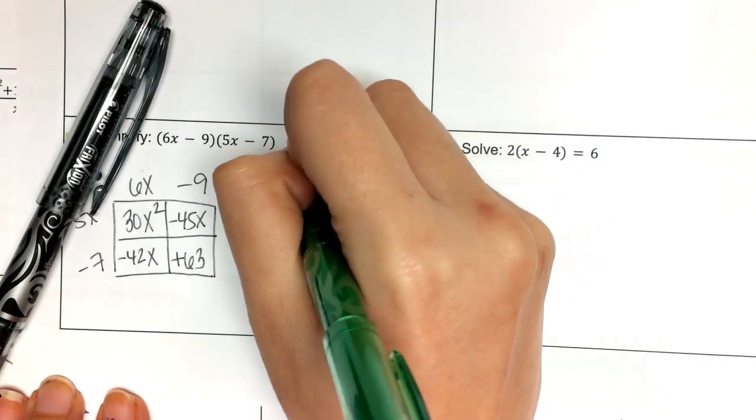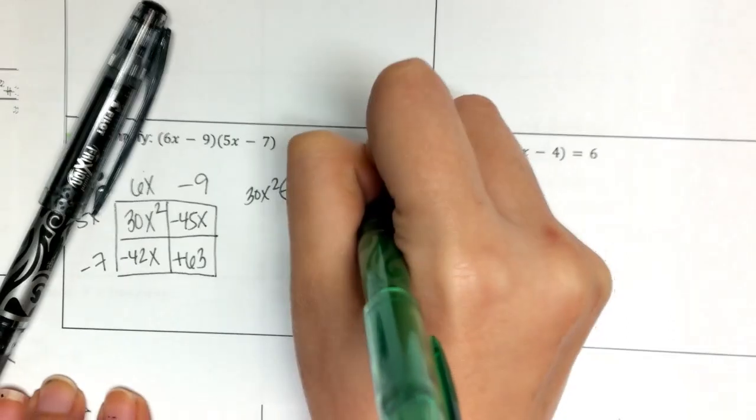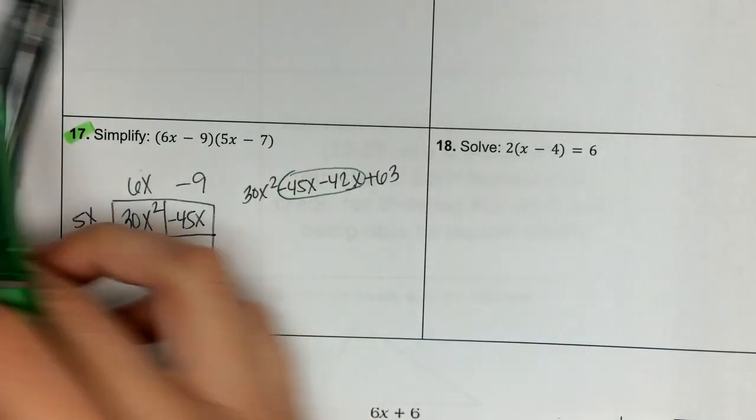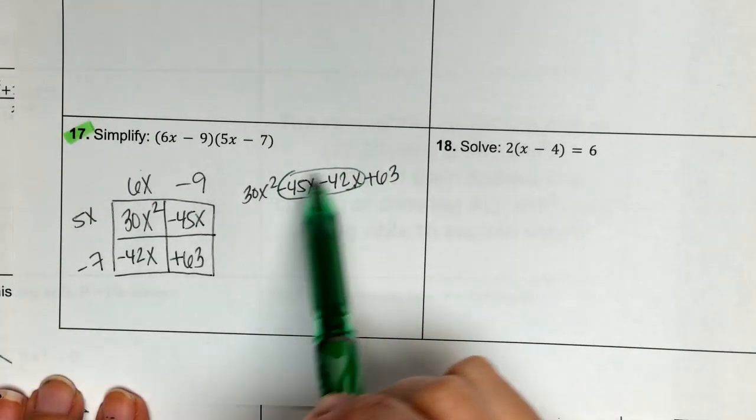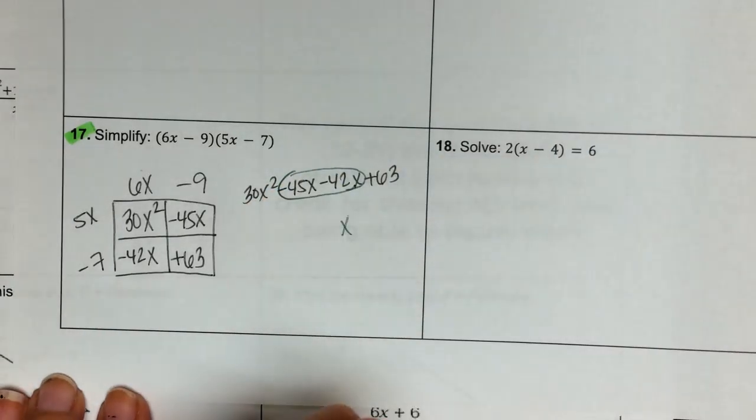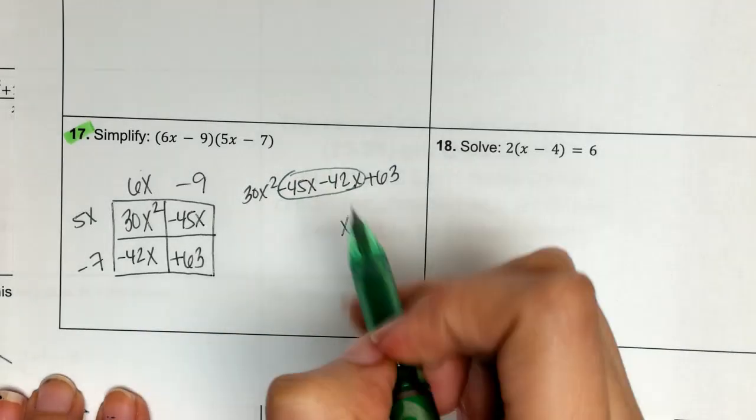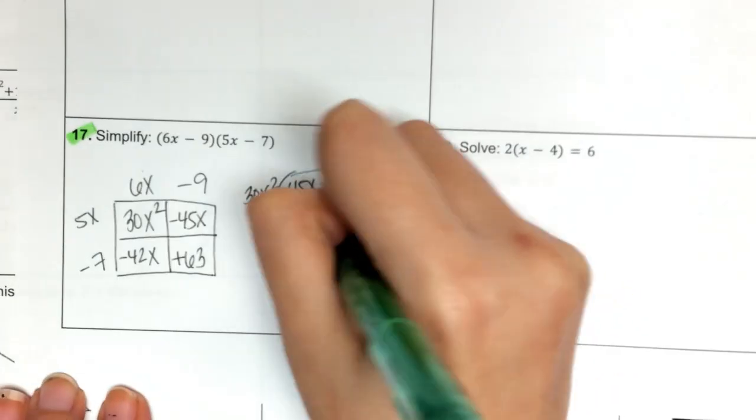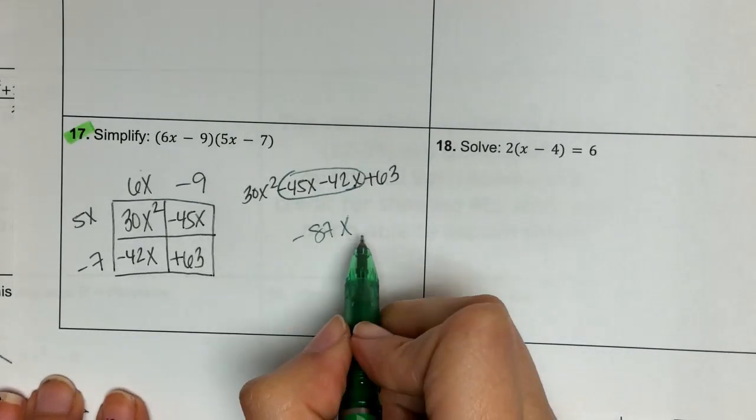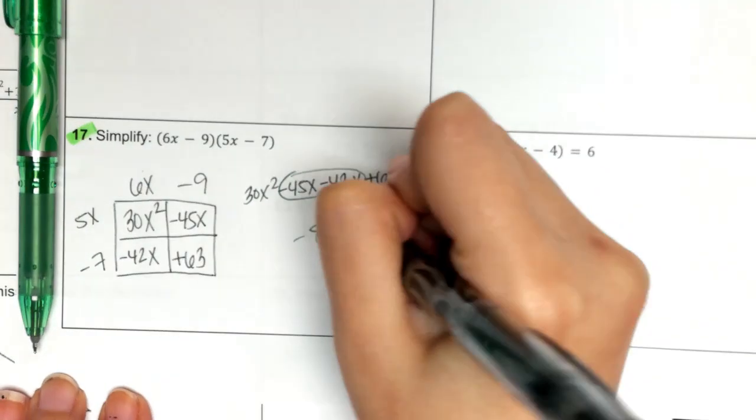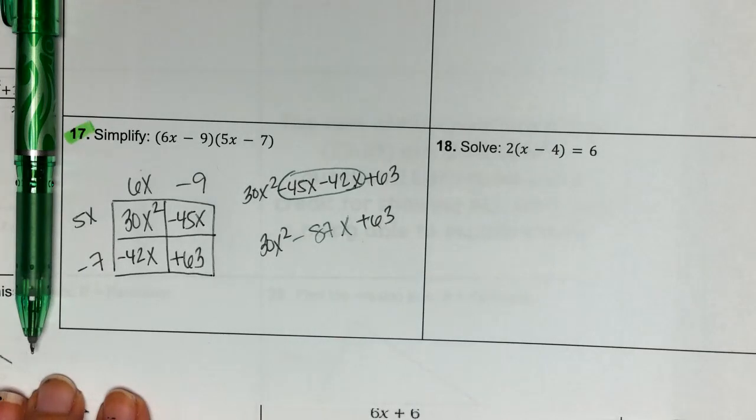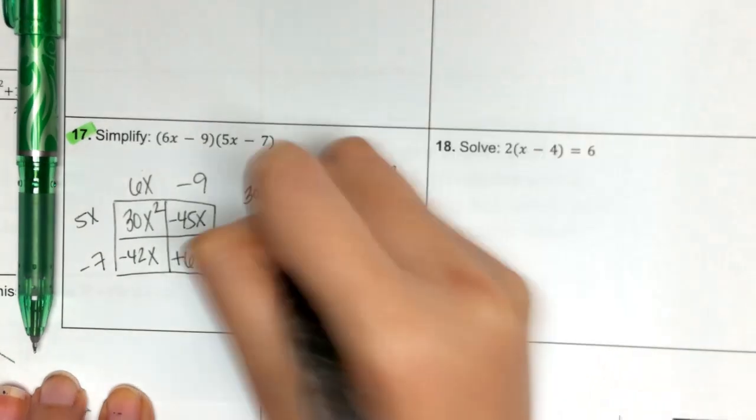And I'm going to combine my like terms, the negative 45x and the negative 42x. Once you do enough of these problems, you start seeing the pattern that it's usually the middle terms that you end up combining. So if you don't end up combining the middle terms, that might be a hint that you might have done something wrong. So that's going to give you negative 87x. Don't forget your x. And we bring down everything else: the plus 63 and the 30x squared. Now that I've combined like terms, that is my final answer.